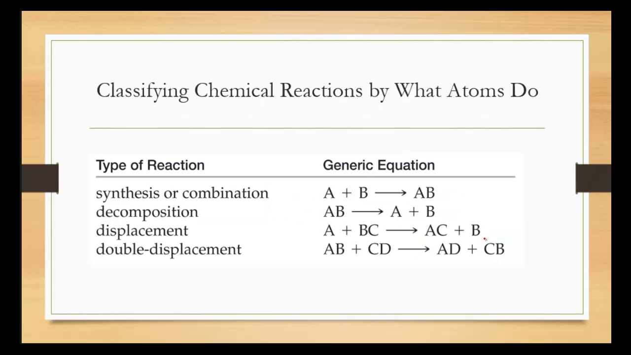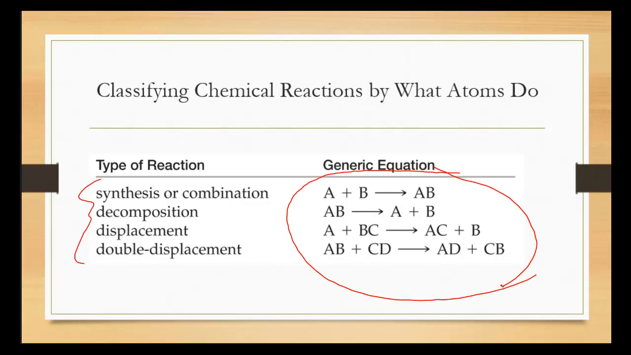Alright, so we can also look at the classification of reactions by what's going on with the atoms themselves. We're going to look at 4 different types here. Notice the generic equation. We're going to talk about those at the very end.